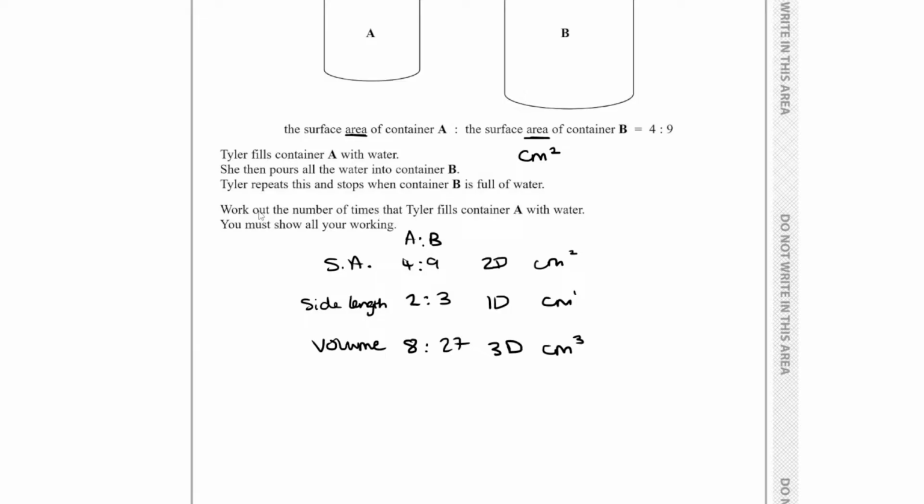Now, come back to the actual question. He's saying, so Tyler fills container A completely. She then pours it into B until the point where B is full.